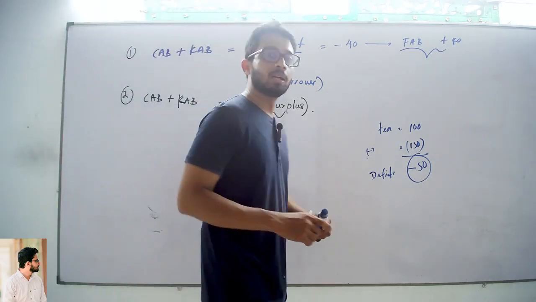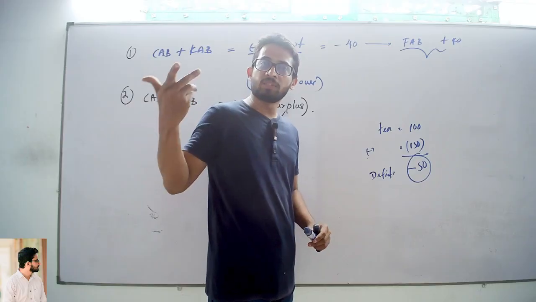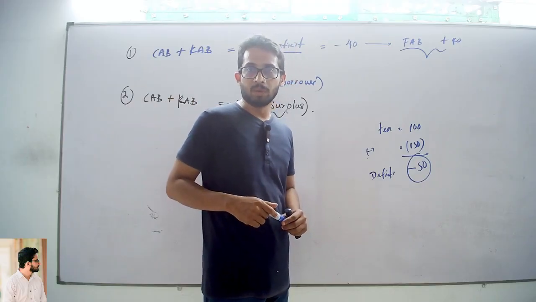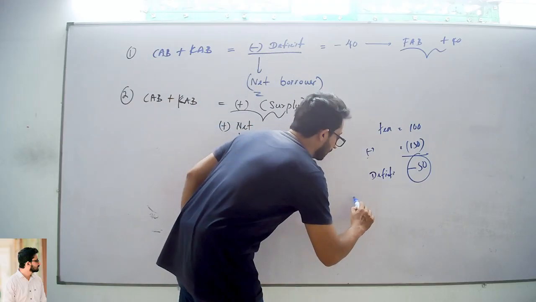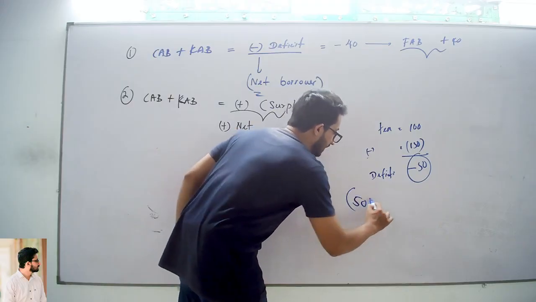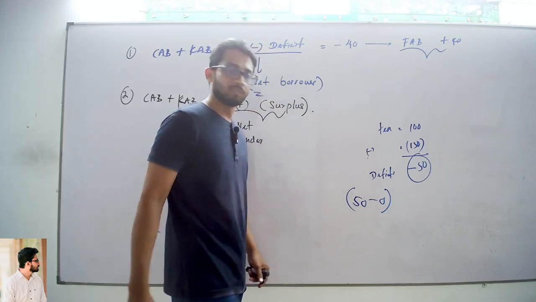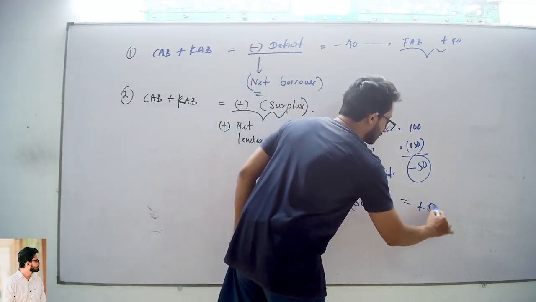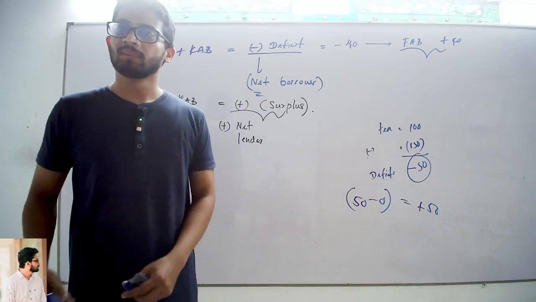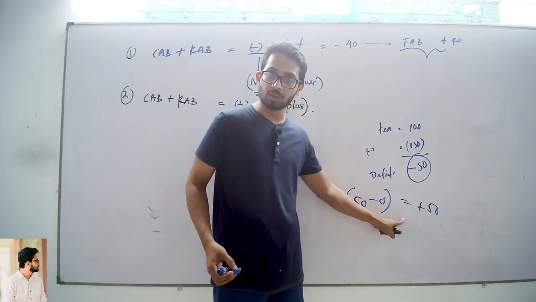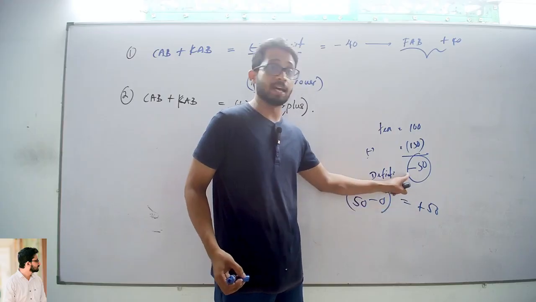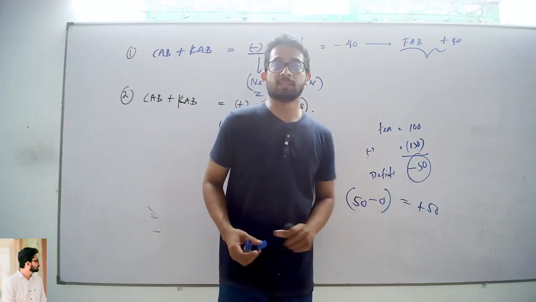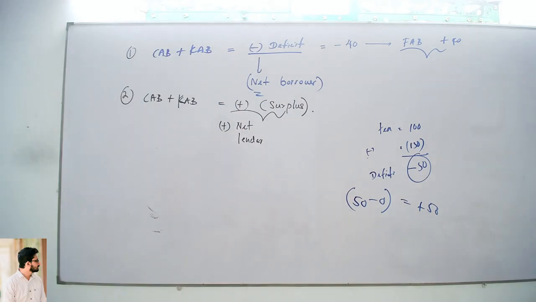Then that loan amount should be recorded in the financial account. In the financial account, payment 0, receipt 50, assuming no payment. Then the financial account balance should be plus 50. The financial account shows how we have financed the current account balance. Did you get what I said?